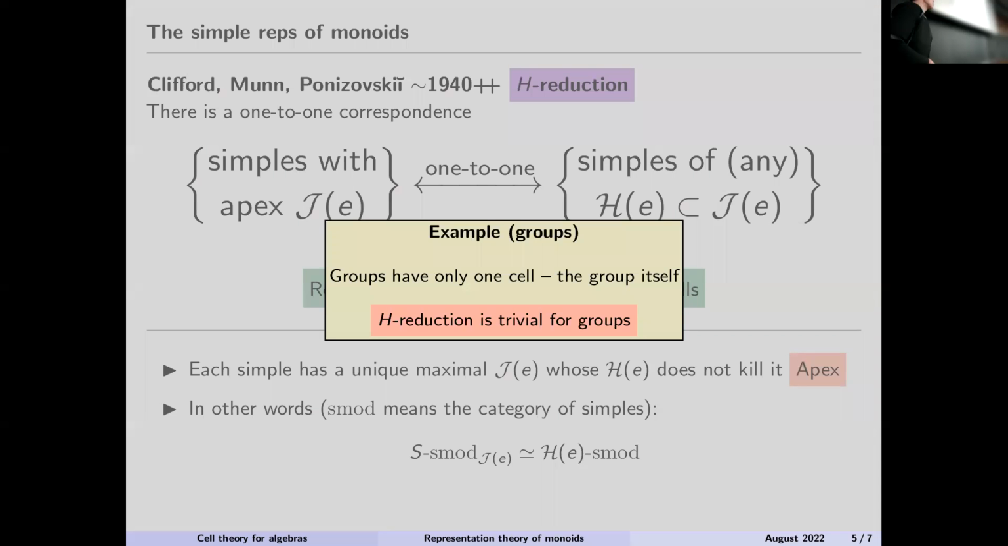So again, the question is why I haven't seen this before. For groups, this is just groups. We have one cell, and H reduction does nothing. It's nice: the representations of a group correspond to the representations of a group. It's true, I guess, but it's not very impressive. So that's why we haven't seen it.